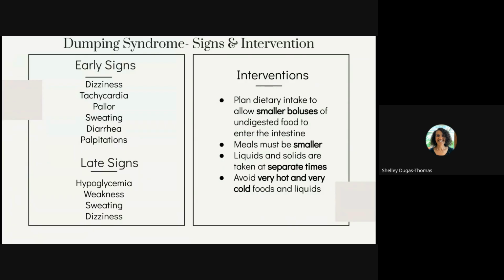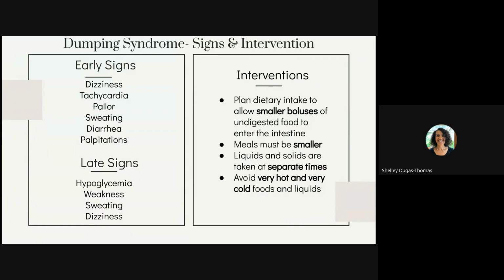Early clinical manifestations, which happen within 15 to 30 minutes after a meal, include dizziness, tachycardia, pallor, sweating, diarrhea, and palpitations. This is usually when you want to catch the person having dumping syndrome. Some of the signs of late dumping syndrome occur 1 to 3 hours after a meal, and they include symptoms of hypoglycemia, weakness, sweating, dizziness, and both can be life threatening.